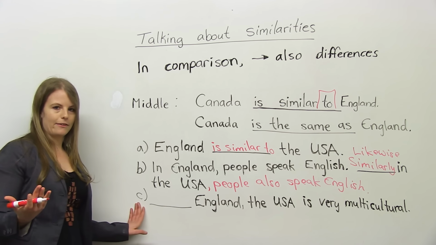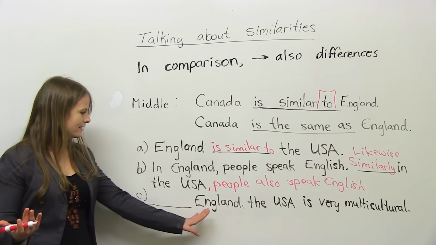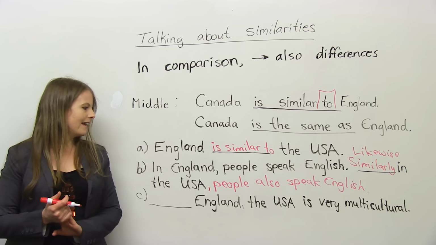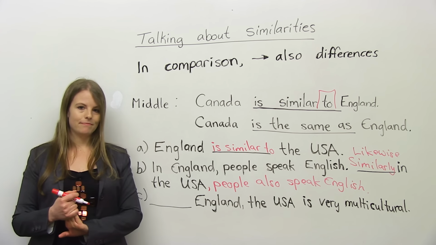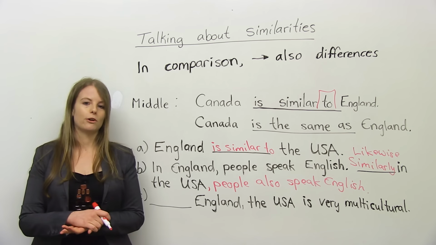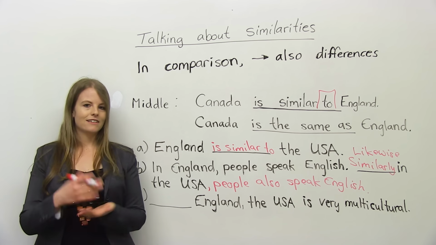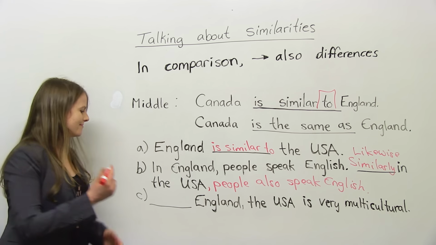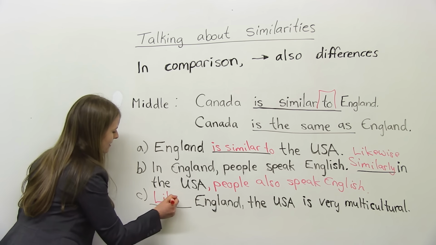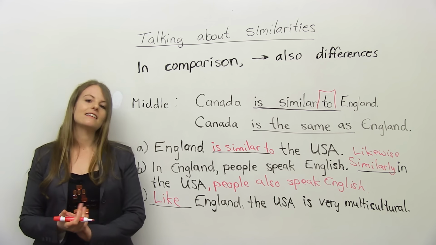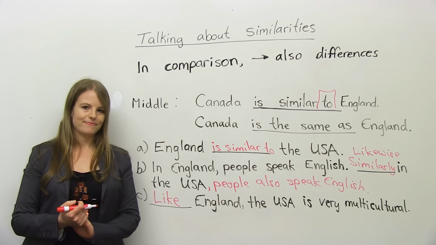Finally, let's try the last one. Blank England, comma, the USA is very multicultural, meaning there's people from all over the world living there. What could we say here? Let's try like. Like England, the USA is very multicultural.